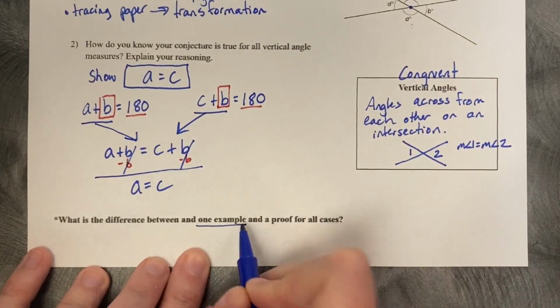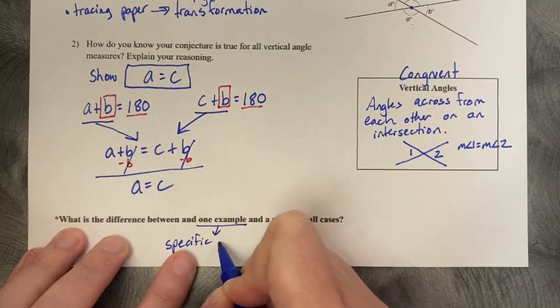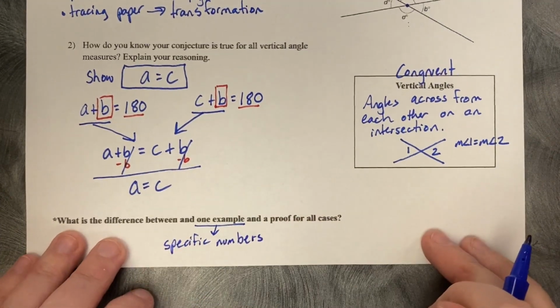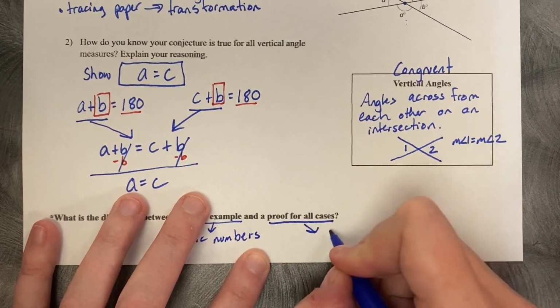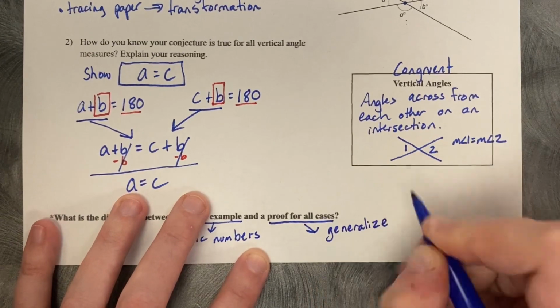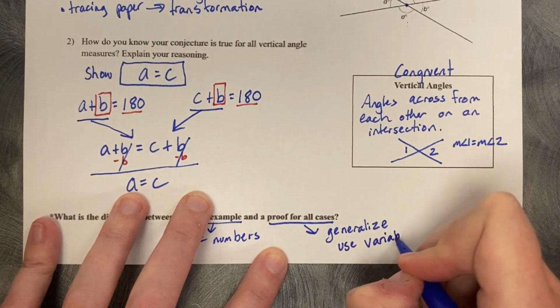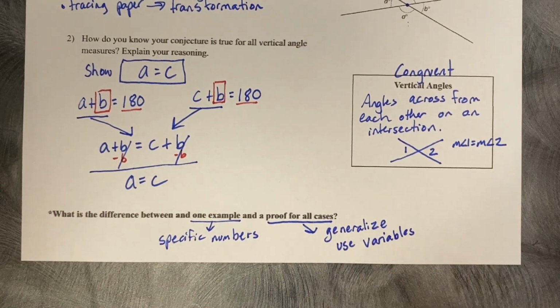So one example is usually using specific numbers, where it's just one specific example. But if you're going to write a proof for all cases, you generalize. And typically you use variables, because you're trying to say for any case, for any number, that this is true.